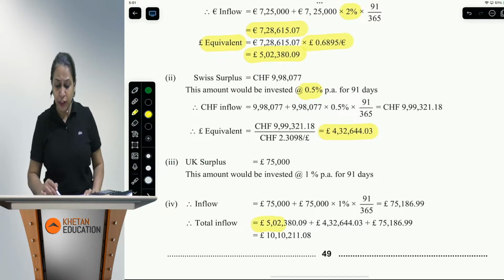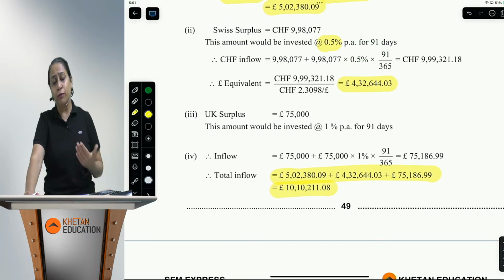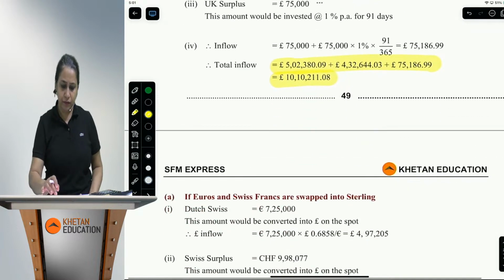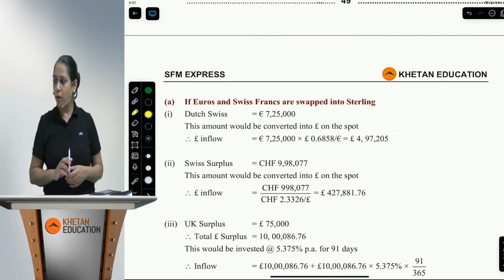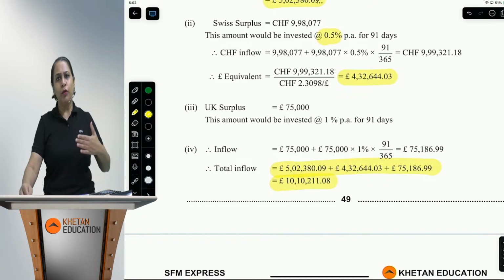You will bring all the three money together and take a total to know that if we invest locally, then what should be the total cash flows at the end of the 91 days. Do you agree, guys, all of you? You want to know what will be the value of cash flows at the end of the 91 days. Did you understand, all of you? So basically what did you do?